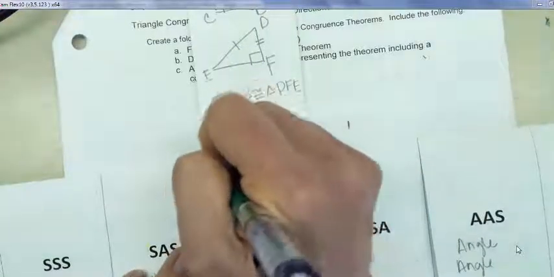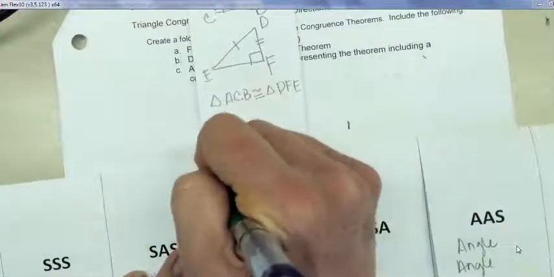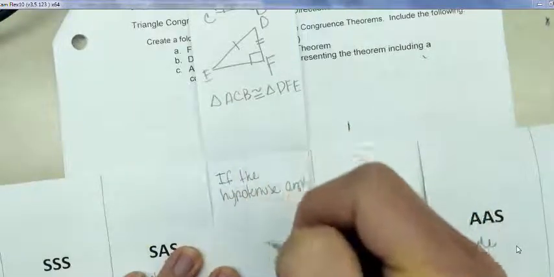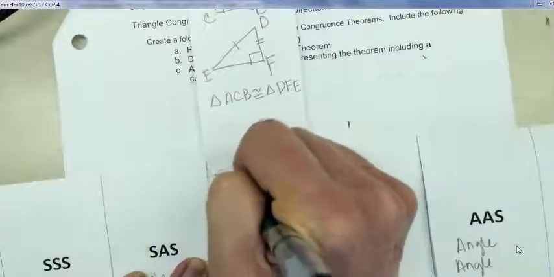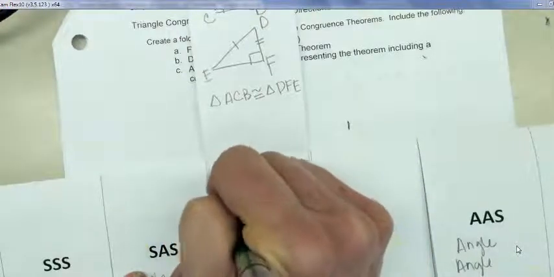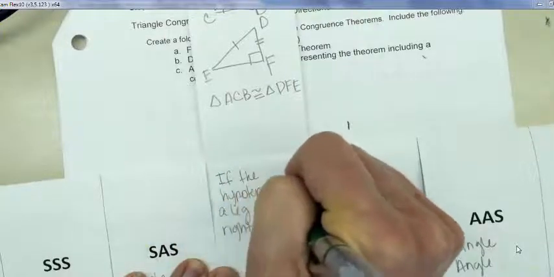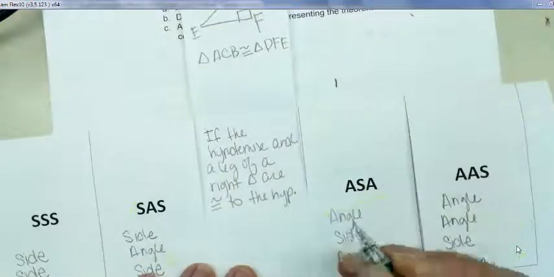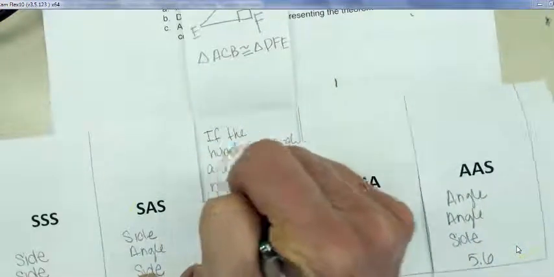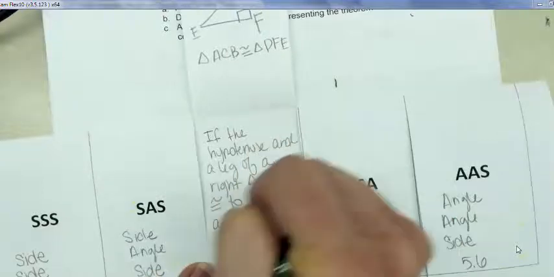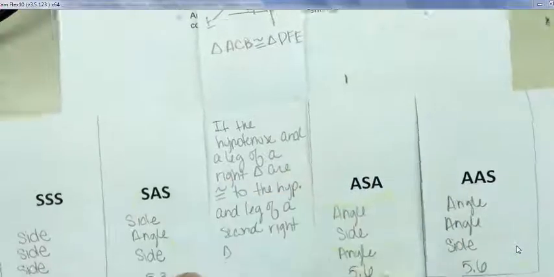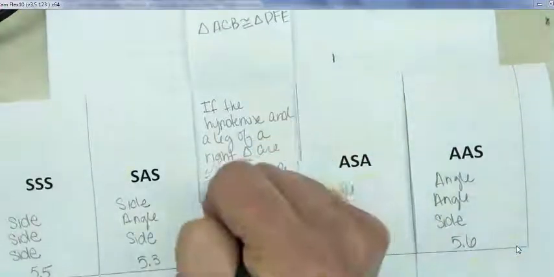Okay, so this says if the hypotenuse and a leg of a right triangle are congruent to the hypotenuse, I'm going to use HYP as an abbreviation, and leg of a second triangle, or right triangle I should say, then the two triangles are congruent.